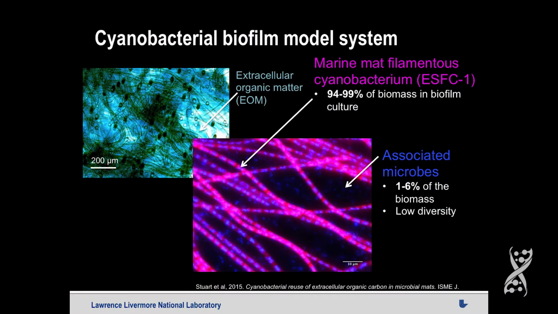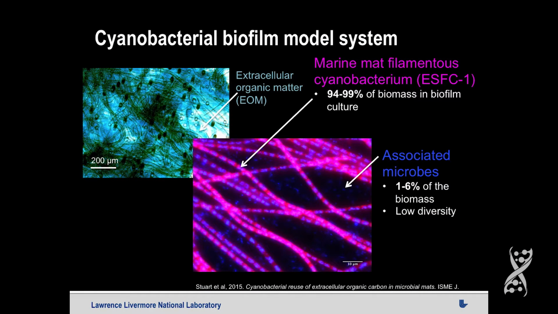But what we don't often consider is the ecological context for this and what this means for a complex microbial community when your primary producer is taking up this, changing this dissolved organic matter pool. So we were trying to ask some questions about that and about what changes in the dissolved organic matter pool. And to do this, we turned to a model biofilm community that we developed.